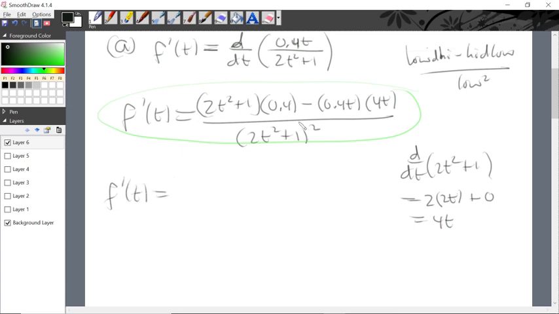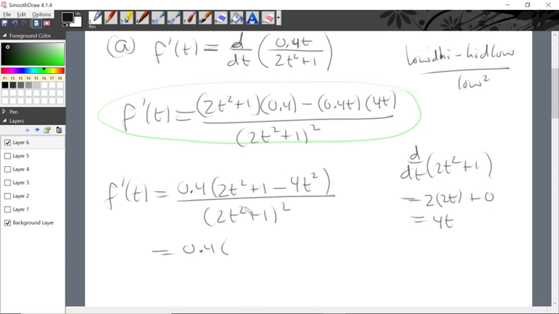So I'm going to see, how can I factor the numerator? I can factor out 0.4 from both of these. So take out the 0.4. That leaves us with 2t squared plus 1 from the first term. And then minus, we're left with a t times 4t, so 4t squared. The denominator is still 2t squared plus 1 squared. Numerator, we can clean up a little bit further. Let's see. 2t squared minus 4t squared is minus 2t squared. So I'll write this as 1 minus 2t squared. And the denominator is still 2t squared plus 1 quantity squared.